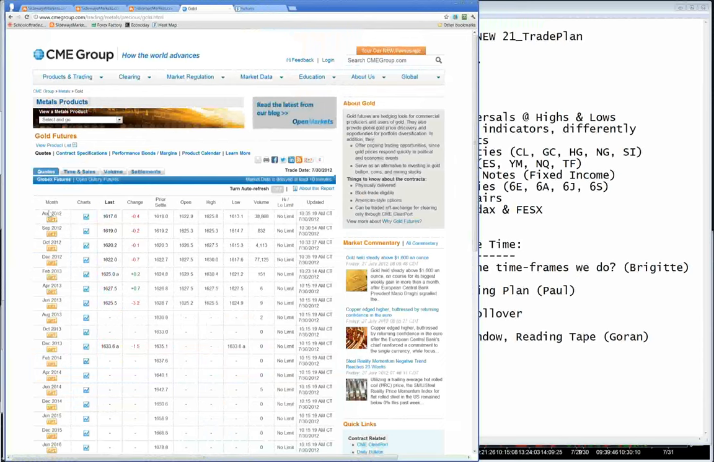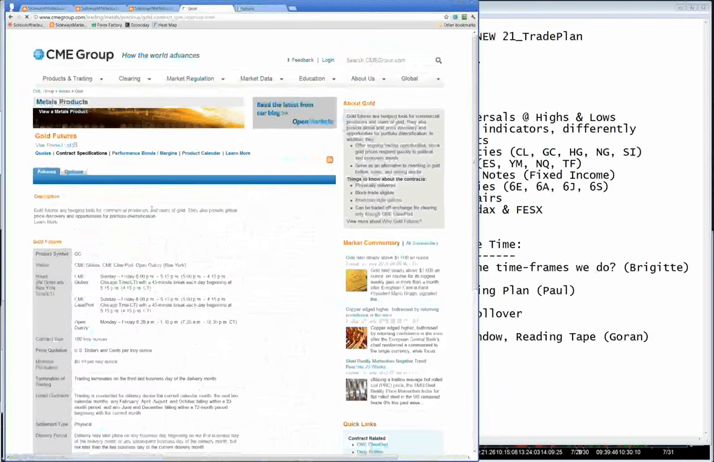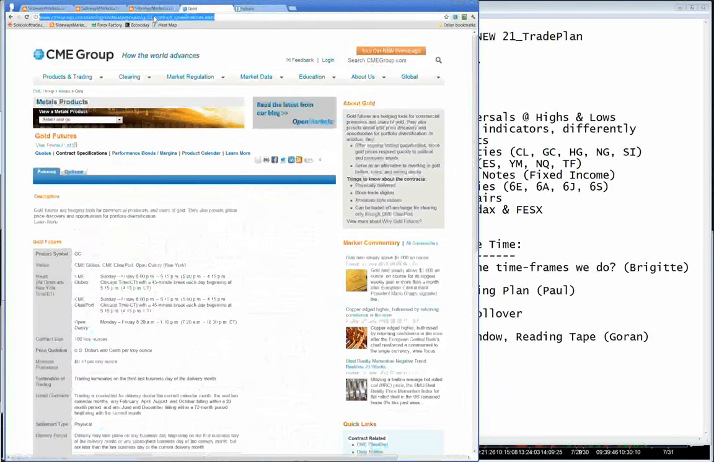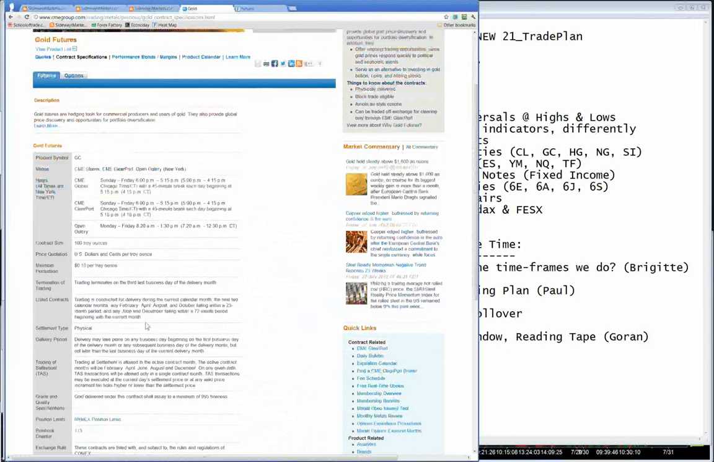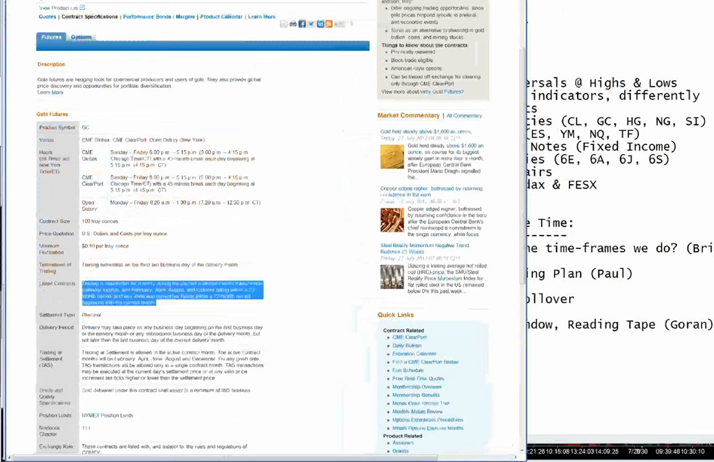So on the gold this morning, we went to the contract specifications page. Here's the contract specifications page on gold. It's right there on the CME Group website. And this is something, again, I learn something new every day, it seems like. And here was the big thing we noticed today.